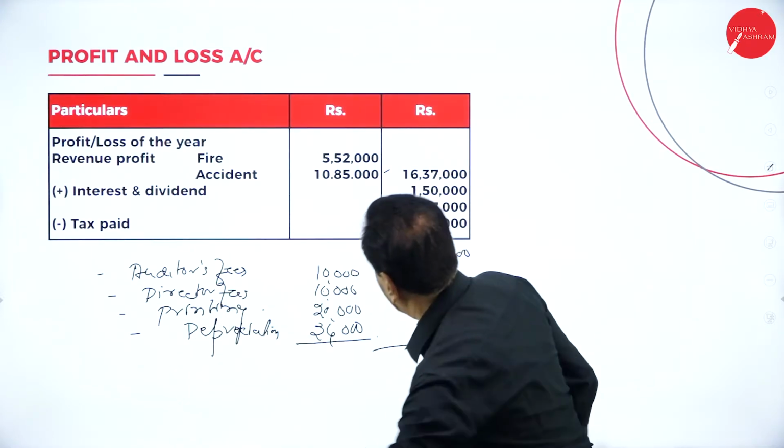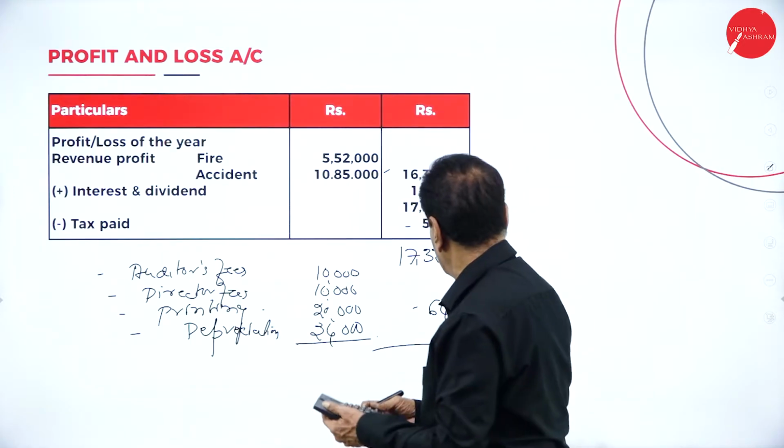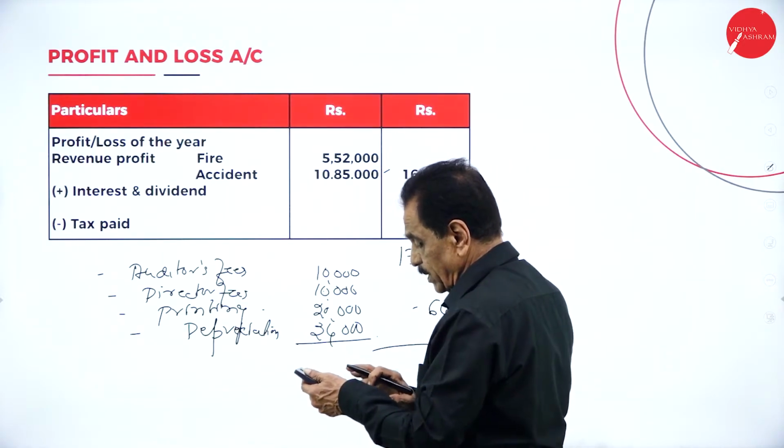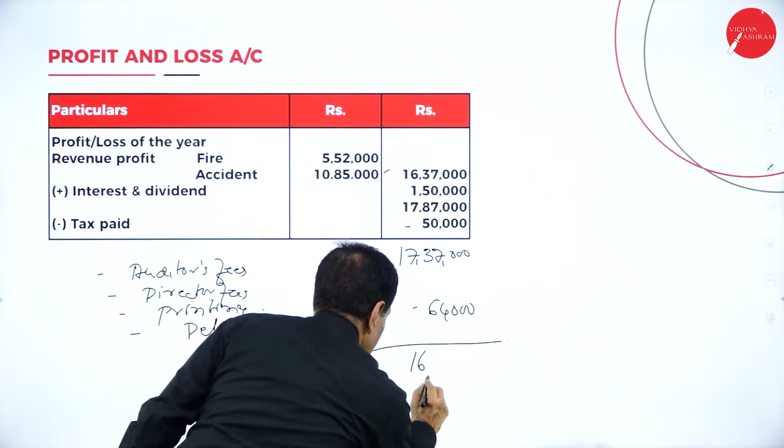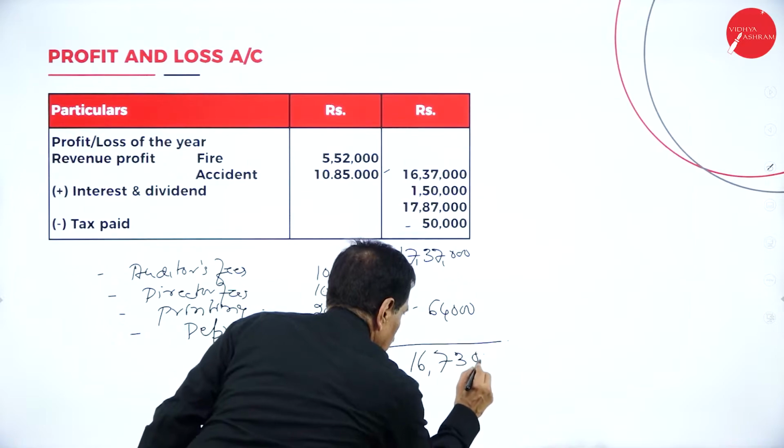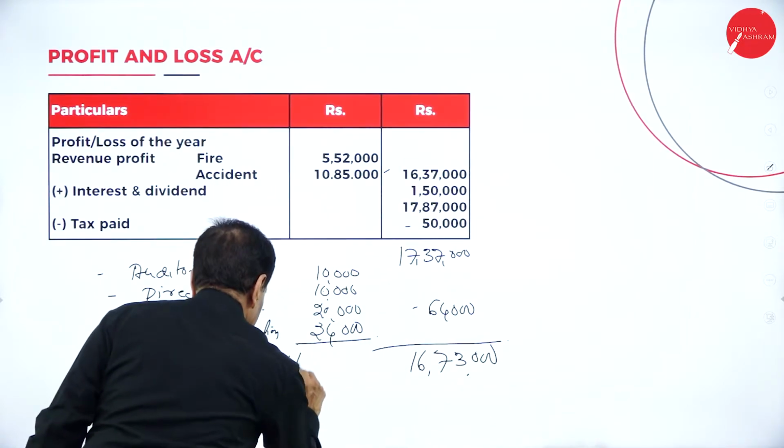Deduct. 17,37,000 minus 64,000 is 16,73,000. This is the net profit.